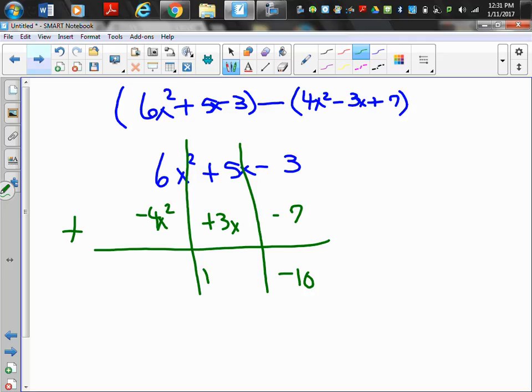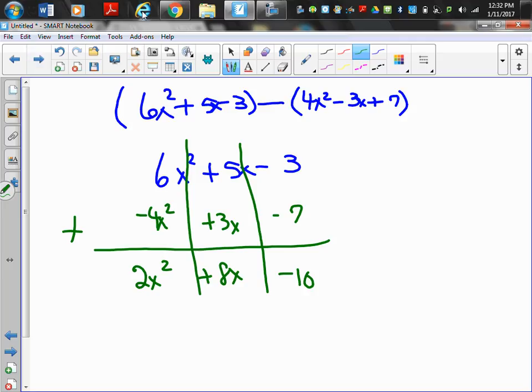+5 plus +3 is 8. 6 minus 4 is 2. So it comes out to 2x squared plus 8x minus 10. I got it. That's how you do the addition and subtraction. Alright, so if you look at your agenda, is this how you do subtraction? Yes. Well, because we talked about addition first, and then we talked about subtraction.